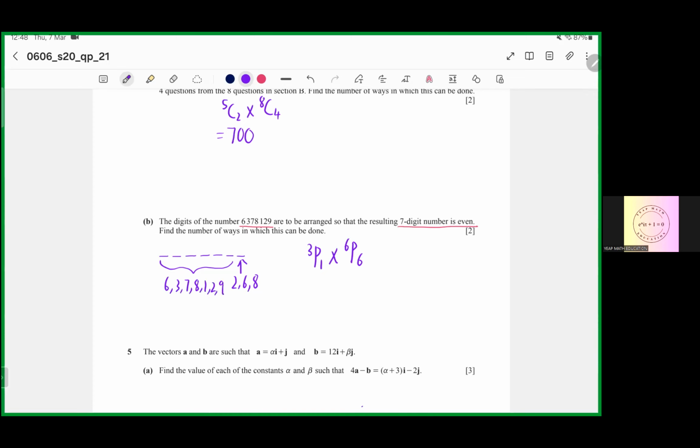But if here I put 2, because we cannot repeat again, so here we cannot use the number 2 again. We can just use 6, 3, 7, 8, 1, 9. It means the six numbers are put in these six spaces only. So we will get 2,116.